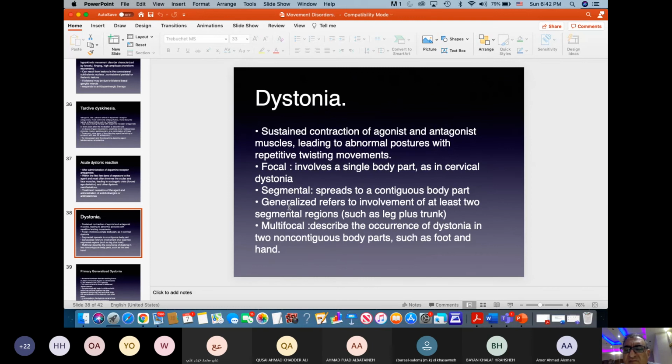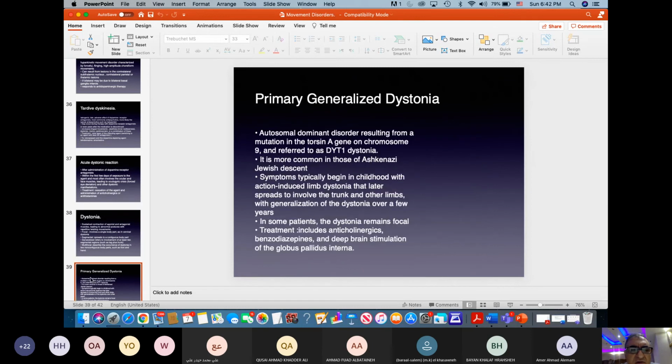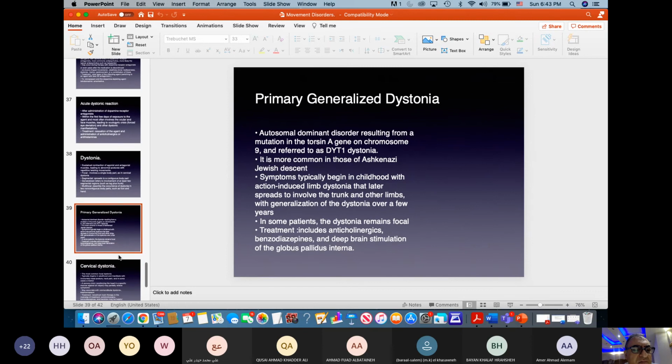Now, the segmental and generalized forms are more genetic disorders due to mutation in the DYT gene. Typically seen familial, it's been described in the Ashkenazi Jews. They have this gene mutation and they intermarry.